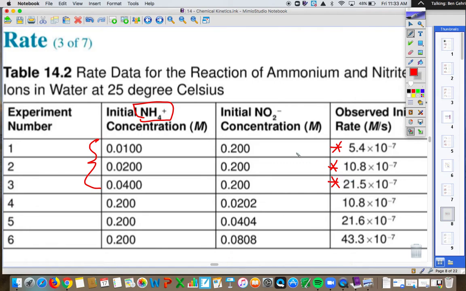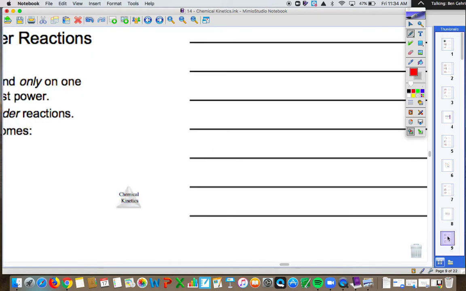Now, if I flip it and I hold ammonium the same, and I change my concentration of nitrite, now I can see what happens this way. You'll notice they start with a little bit different numbers, but you'll still see the same change. So initially we had 10.8 times 10 to the minus 7th. We got to 21.6 times 10 to the minus 7th, and we ended at 43.3 times 10 to the minus 7th. So you can look at how those differ accordingly. And that is looking at how concentrations of reactants change the rate of the reaction overall.